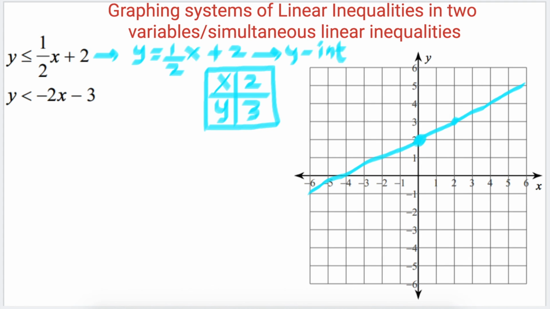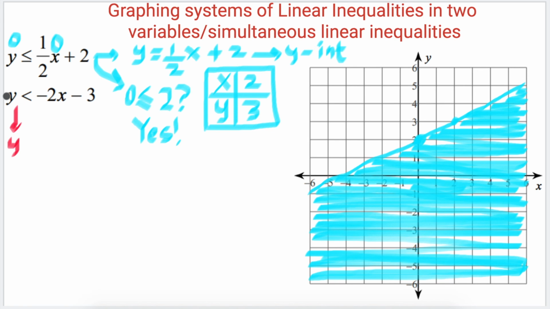And to do that, I'm going to use the 0 test. So I'll substitute y with 0 and x with 0. And then when I substitute those two variables, I'm going to have 0 less than or equal to positive 2. Now, is that true? The answer is yes. That means I'm going to shade the side that includes 0, 0.